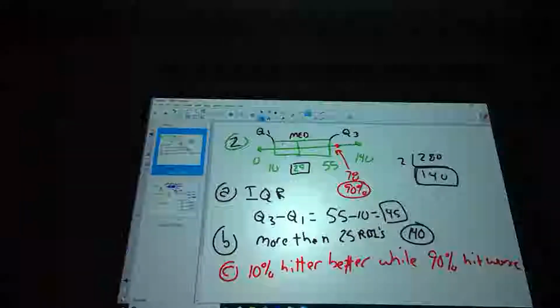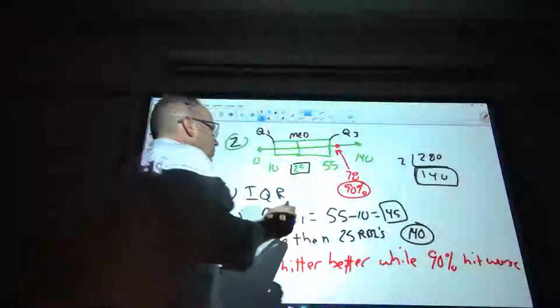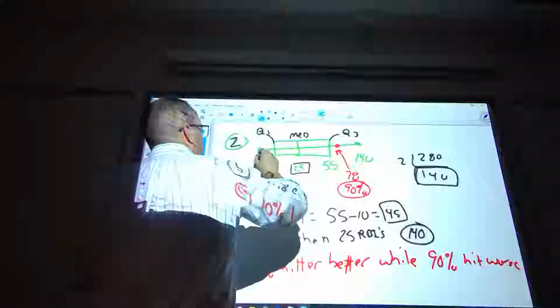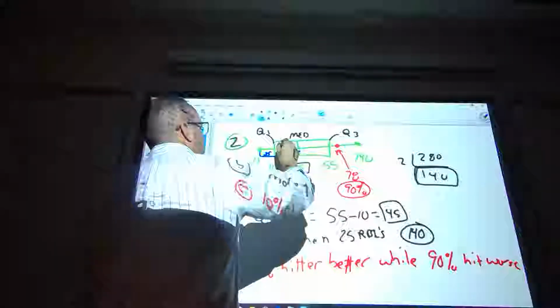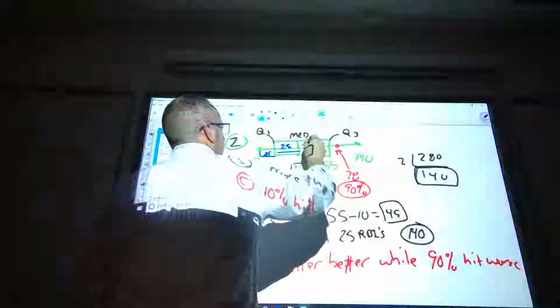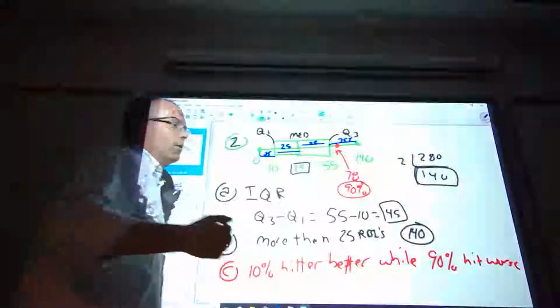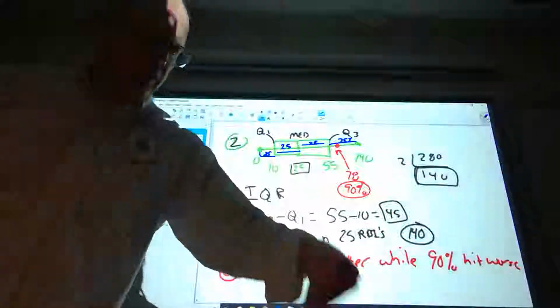Then it says, how many players hit between 56, oh, hang on, okay. Follow me on this adventure. See, from here to here, I have 25% of my people. In this region, I have 25%. In this region, I have 25%. And in this entire region here is also 25%. Okay, let's see if we can walk through this.